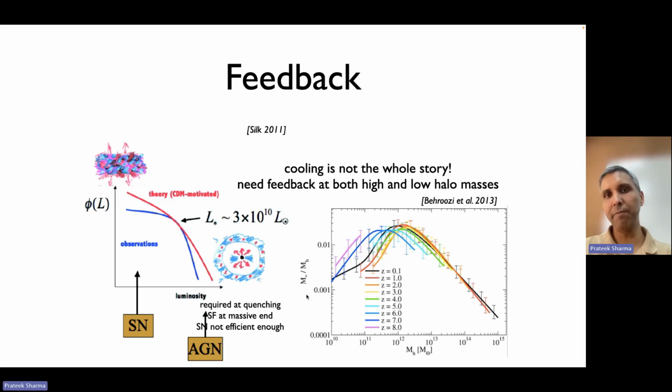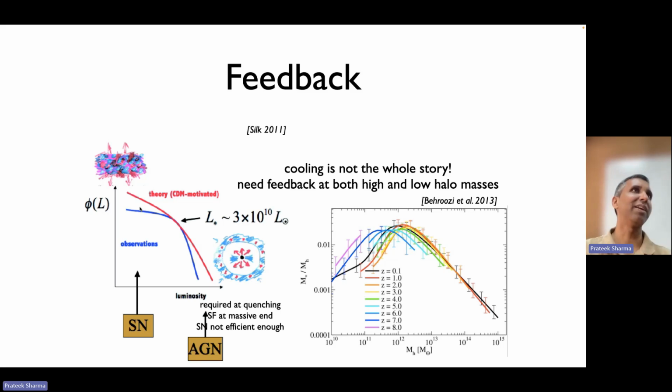What is shown here on the right is the stellar mass to halo mass ratio as a function of halo mass. It's essentially a similar plot. Here you can think of it as a plot of number of galaxies versus mass. Here it's the ratio of stellar to halo mass as a function of halo mass. And you see at the high mass end, the mass in stars is very small. At about the Milky Way mass, the mass in stars is the maximum out of this baryonic mass. And at low masses too, you have suppression of mass in stars.